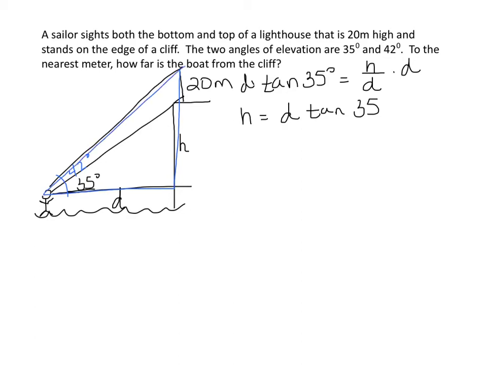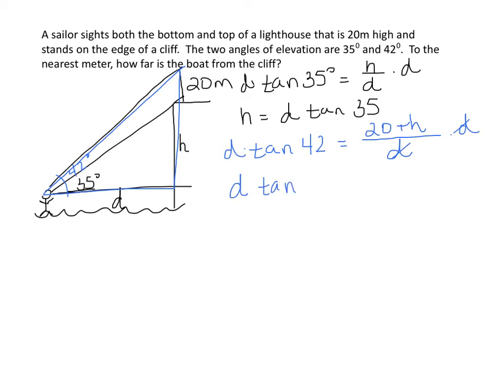I would take the tangent of 42, the side opposite is 20 plus h divided by d, and again I'll move d over to the other side, and what I'll end up with is, those cancel, d times the tangent of 42 is equal to 20 plus h. Well, I know that h is this, so I can substitute that in.